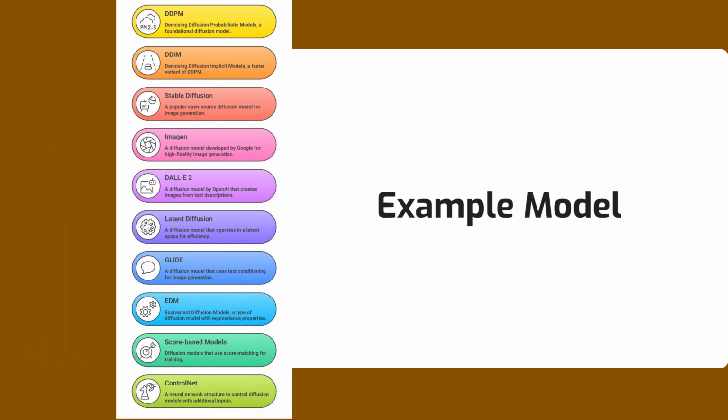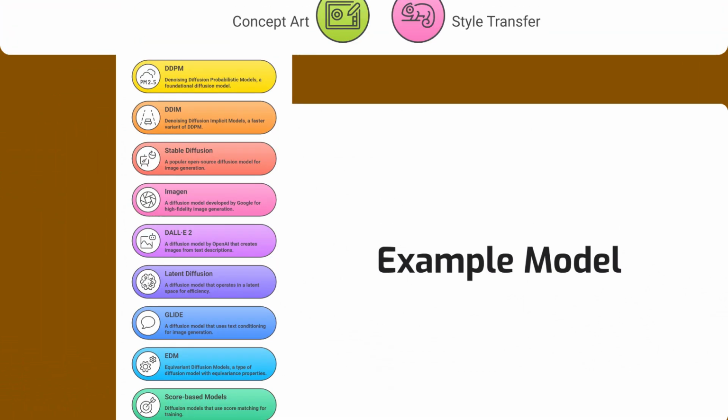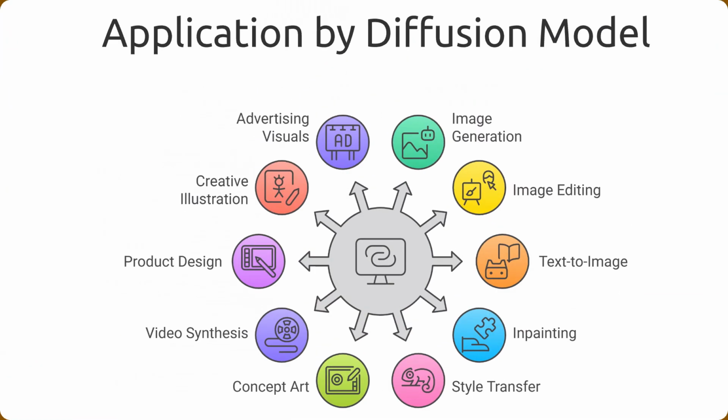Example model for the diffusion architecture. Diffusion models are known for producing high-quality images. They are widely used in modern creative AI tools. Use cases for the diffusion architecture. Diffusion models excel in high-resolution content creation. They provide controlled and stable generation.